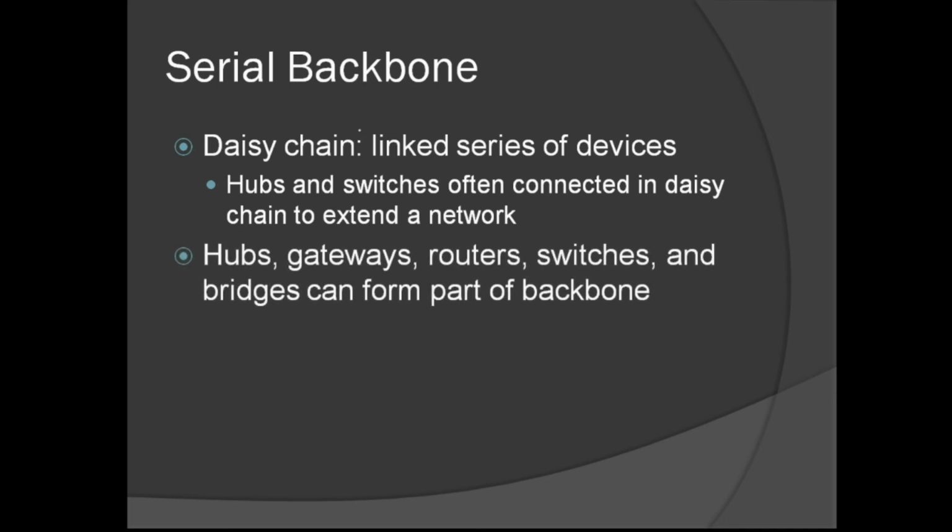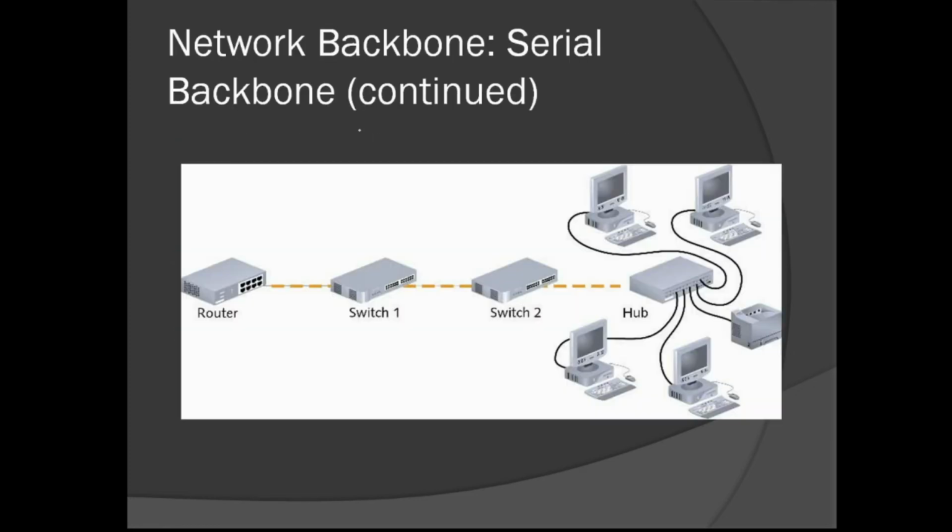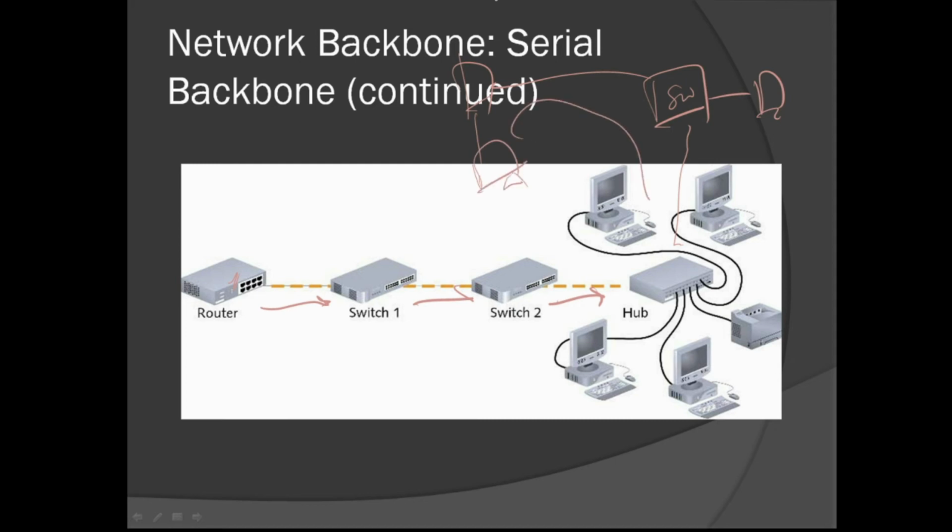Hubs, gateways, routers, switches, and bridges can form part of a backbone. So it can be hubs, switches, or routers. This is how the serial backbone works. What you do is connect a series of devices to form the network. That is possible. You can just extend it, add another switch, then a computer here, another switch, then a computer here. That is what we call a serial backbone. That can be done on the network.